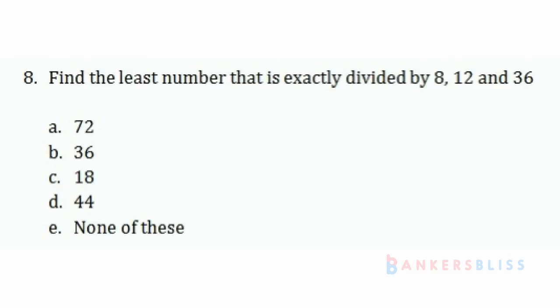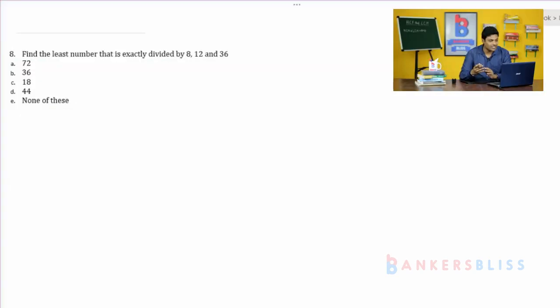Find the least number that is exactly divisible by 8, 12 and 36. What does that mean? A minimum number, the lowest number, which is exactly divisible by 8, 12 and 36. It should be divisible by all these three numbers exactly, and it should be the least such number. It is nothing but the LCM.